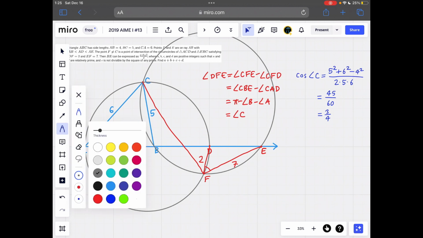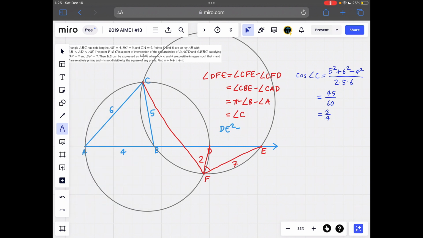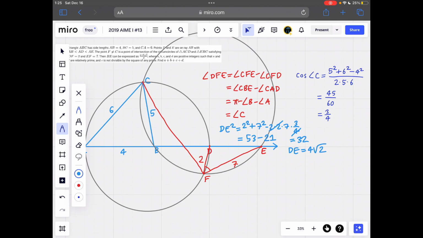We have DE squared is equal to 2 squared plus 7 squared minus 2 times 2 times 7 times the cosine of angle DFE, which is the cosine of angle C, and that's 3/4. Now 2 times 2 is equal to 4, so this just becomes 4 plus 49, which is 53, minus 7 times 3, or 21. So 53 minus 21 is equal to 32, and so DE is equal to root 32, which is 4 root 2. So we've learned that DE is equal to 4 root 2.